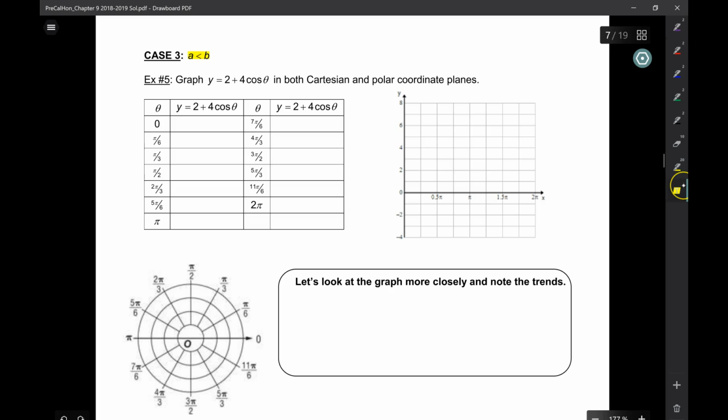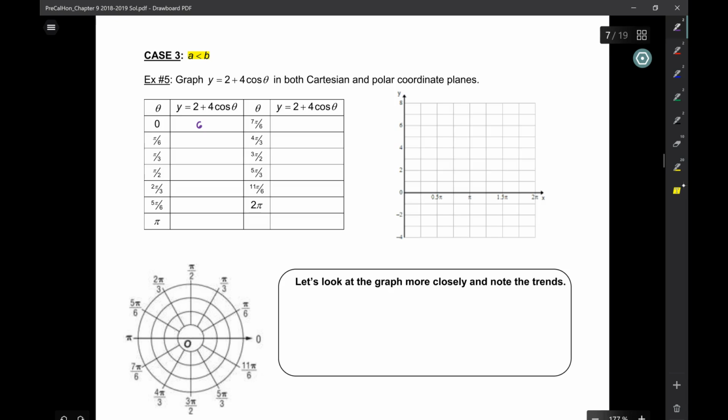Third case is when A is less than B, like for example this one. So let's do the same thing here. Again, we're going to go 0 to 2 pi. When x is 0, cosine is 1, so this is 6. Even in the rectangular coordinate system, when we graphed cosine, at 0 you always start from the maximum, and it's the same thing here. Cosine always starts there. Sine would be the opposite: at 0, you would start at 0.